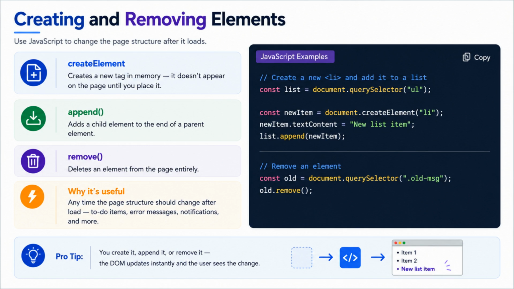createElement makes a new tag in memory. It doesn't appear on the page until it's explicitly placed with append, or a similar method. append adds the new element as the last child of its parent. remove deletes an element from the DOM entirely, not just hides it.